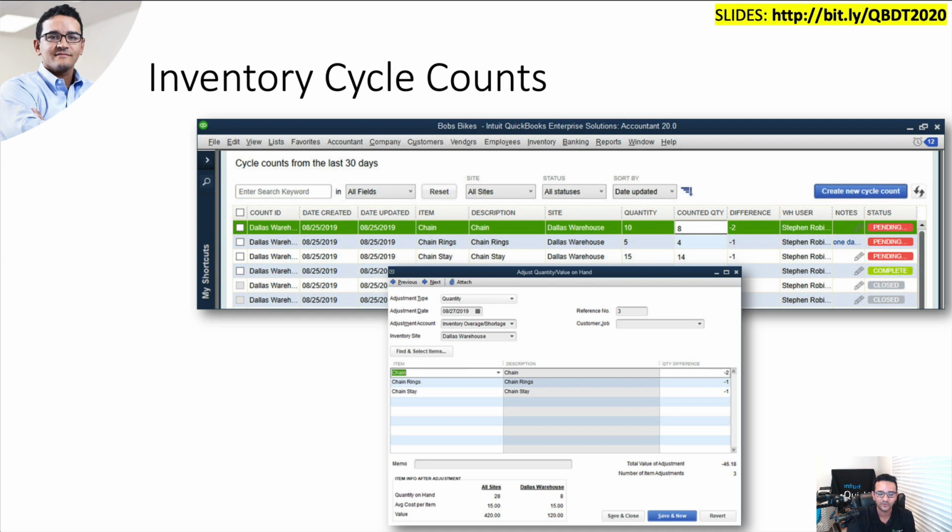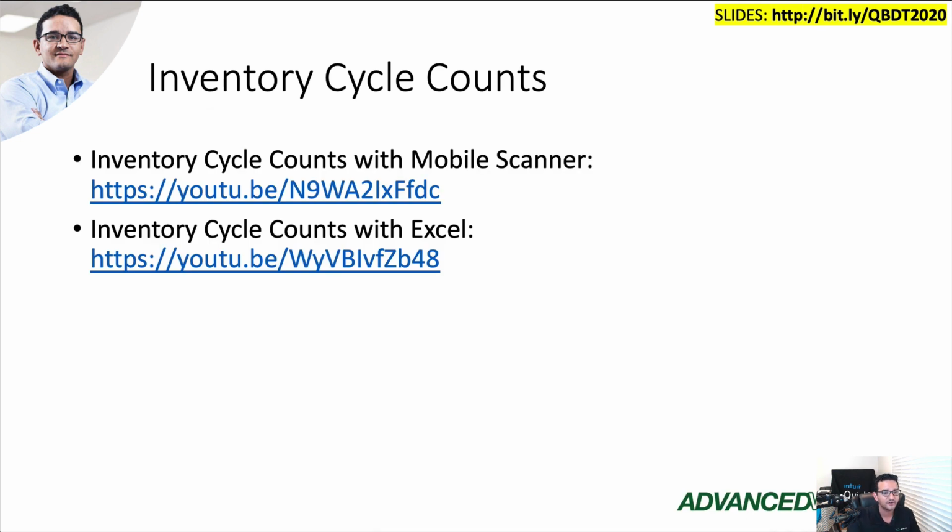They can add a class, whatever. It's semi-automated, but I think in a good way, because inventory adjustments should be looked at by somebody high up in the accounting world. So there are the two videos you can watch. One goes to the mobile scanner feature. The other one goes to the Excel cycle count.